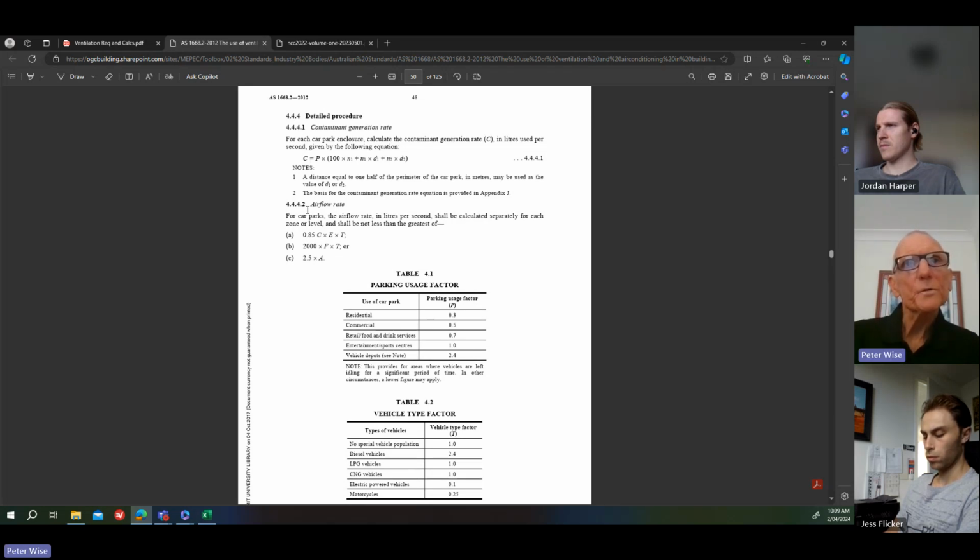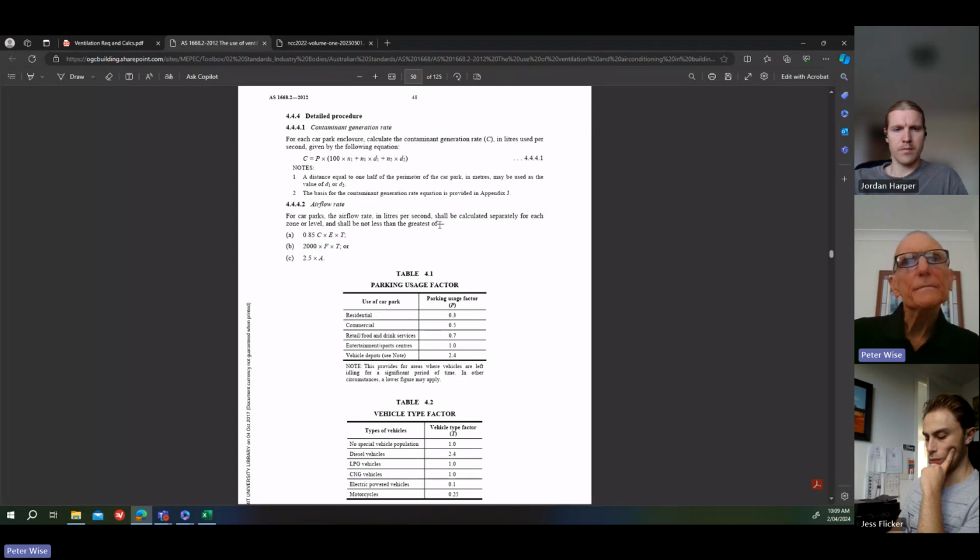And then we go to 4442, the airflow rate. So this is the actual exhaust rate. For car parks, the airflow rate in litres per second shall be calculated separately for each zone or level. So for each level, you're going to have to do this exercise, go back and calculate the contamination rate and look at the floors below it as well. So starting with B1, you're looking at, say, B2 and B3. Then B2, you're looking at B3 below it coming through. B3 is a floor on its own, and there's nothing below it.